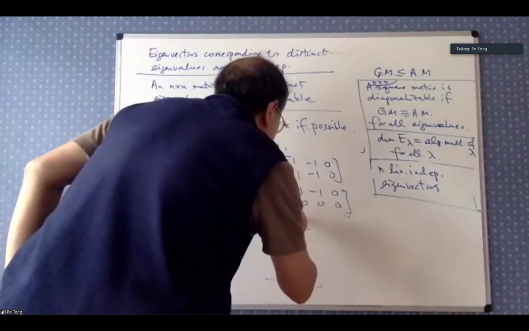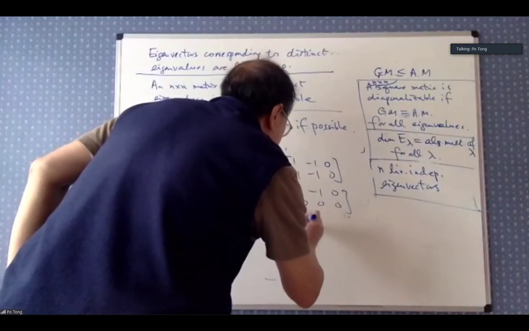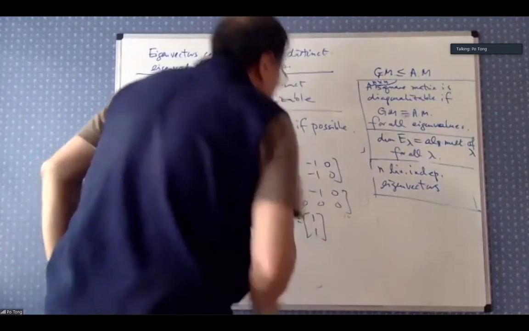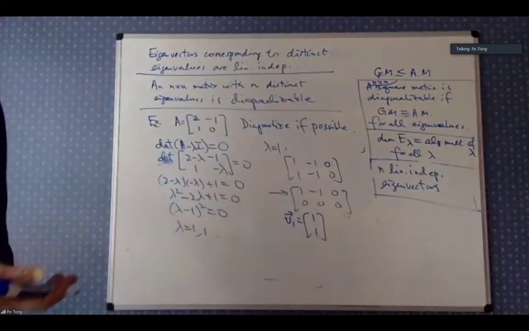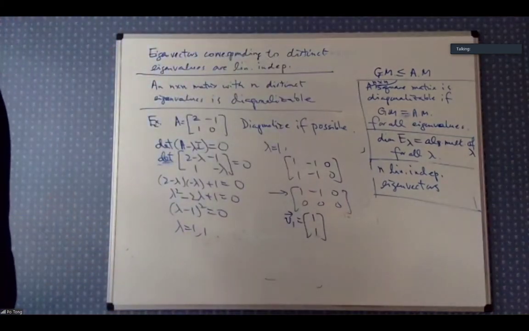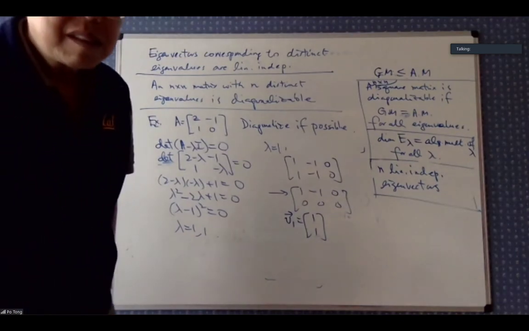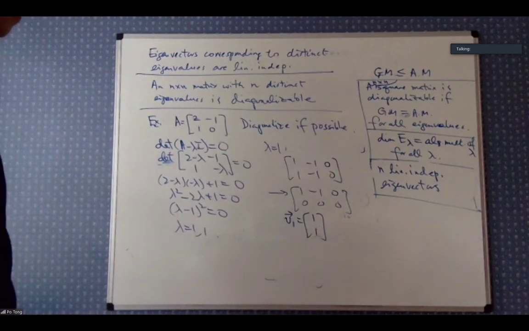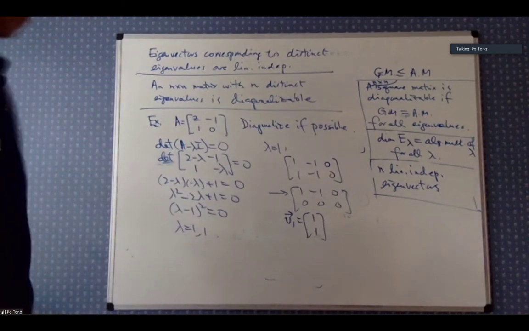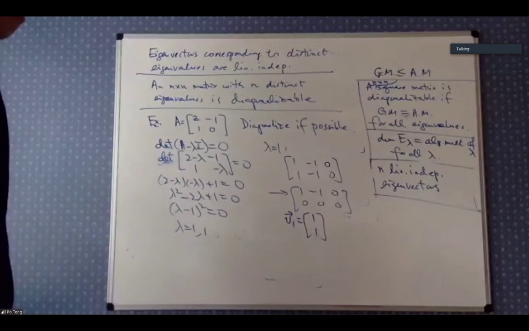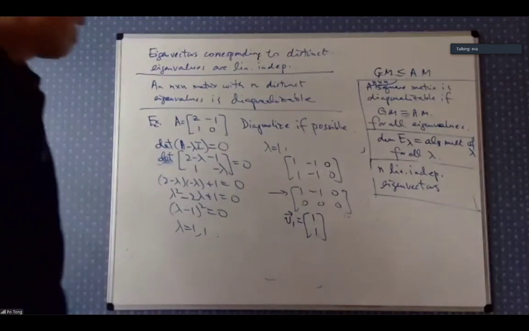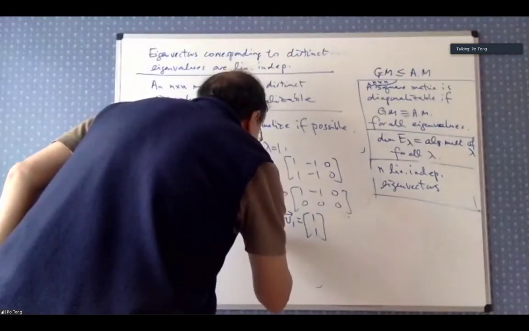So V1 will be 1, 1. Do I have another one? I don't. I only have 1 free variable. Is it okay? Yes. Okay, so is it diagonalizable or not? No. A is not.